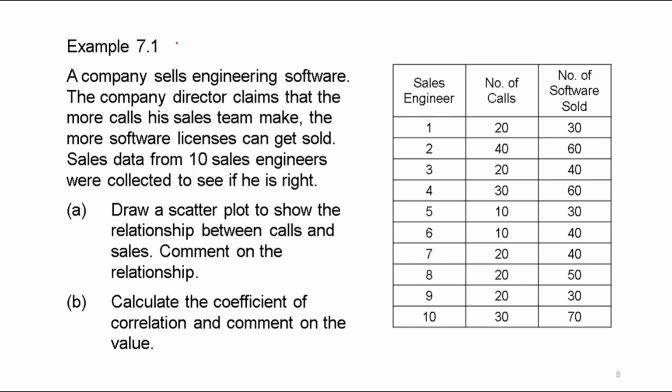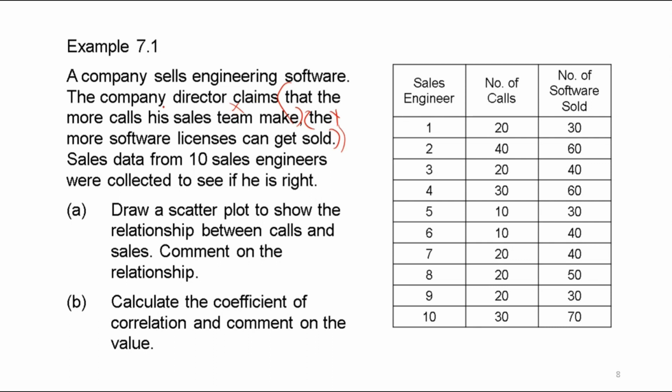Example 7.1: a company sells engineering software. The company director claims that the more calls his sales team make, the more software licenses can get sold. So actually this one is a hypothesis. The first statement that I mention is the independent variable, followed by the dependent variable. So the first one is X and the other one is Y, because Y is influenced by X.